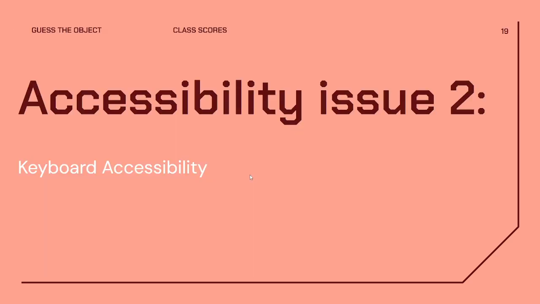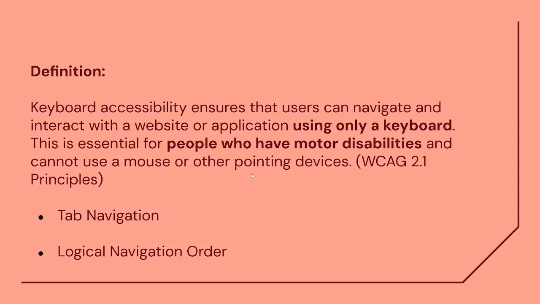Another accessibility issue is keyboard accessibility. What we mean by that is keyboard accessibility should ensure the user can navigate and interact with the website using only a keyboard. That means that any people, even with disabilities, should be able to use only tabs to switch between the elements on the website, and also all the content should be put into a logical navigation order. The order should make sense.